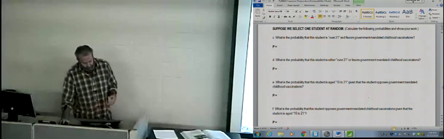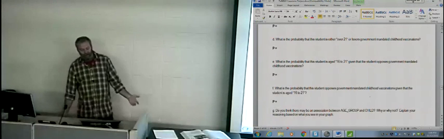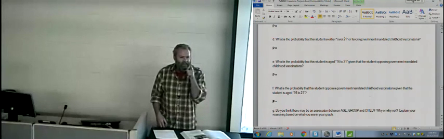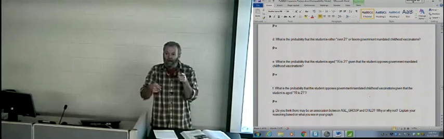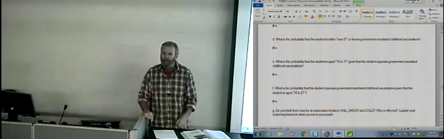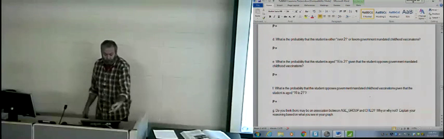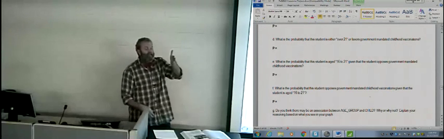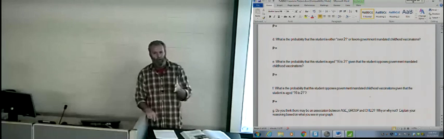Part F. What's the probability that this student opposes government-mandated childhood vaccinations, given that they are age 16 to 21? You want the probability they said no, given that they are 16 to 21. You're only going to look at the ones that are 16 to 21 here, and you're going to look at the ones that said no, out of the total that were 16 to 21. Those two are just the opposite of each other, right? Look at them. One is 16 to 21, given that they said no. The other one is no, given that they were 16 to 21.